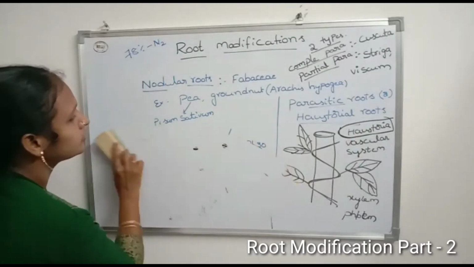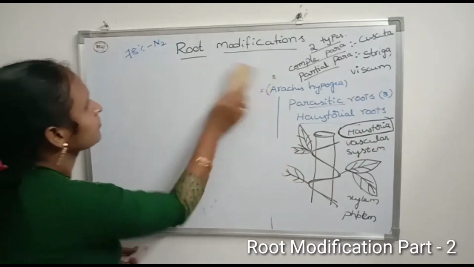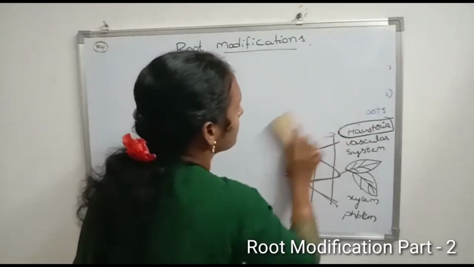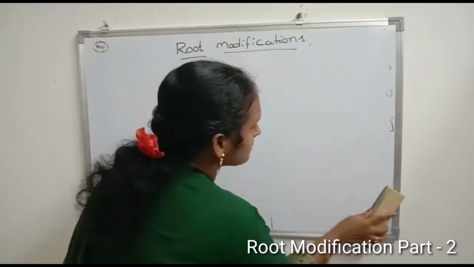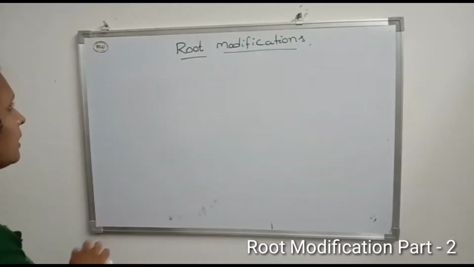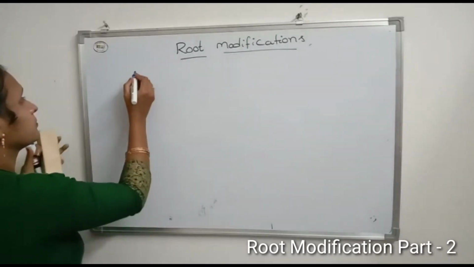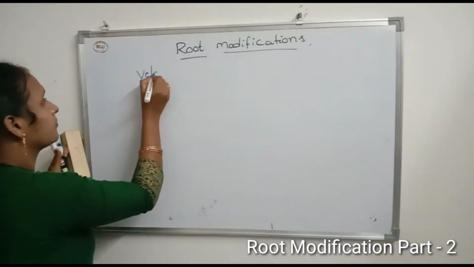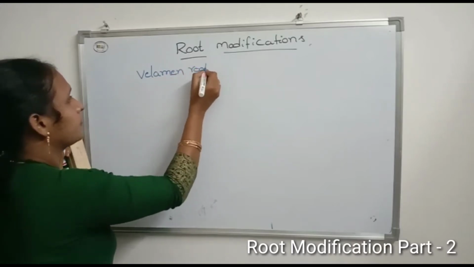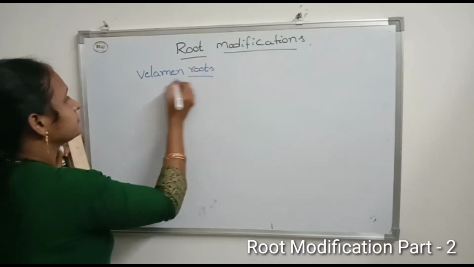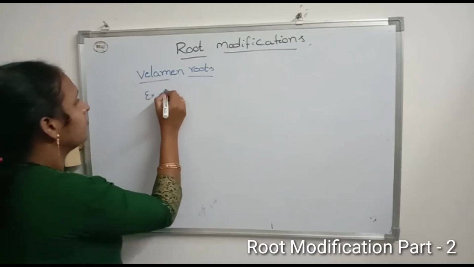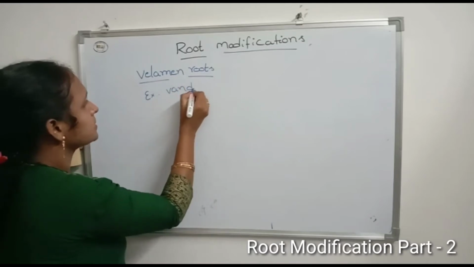Next we will go to the velamen roots. Velamen roots. Examples: Vanda, orchids.